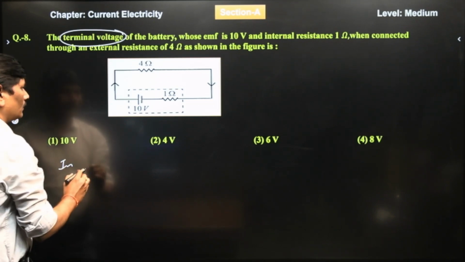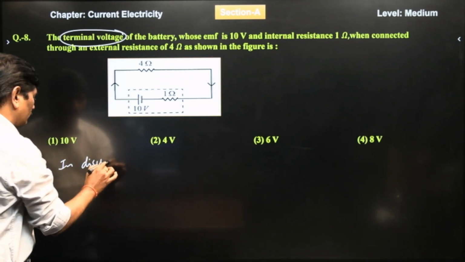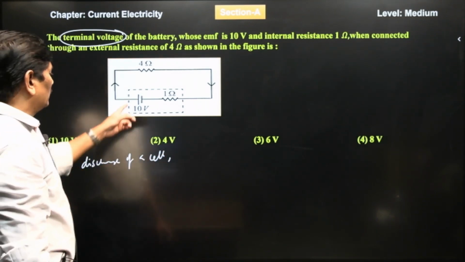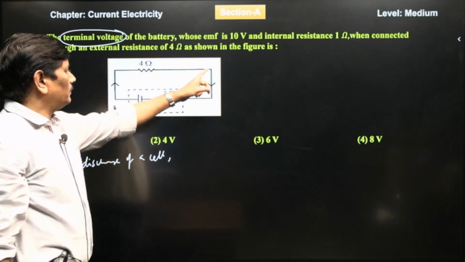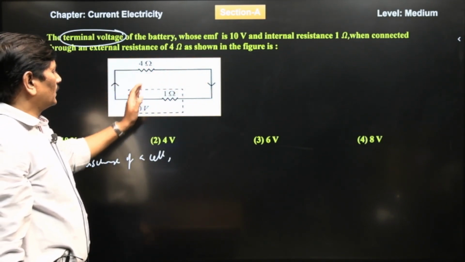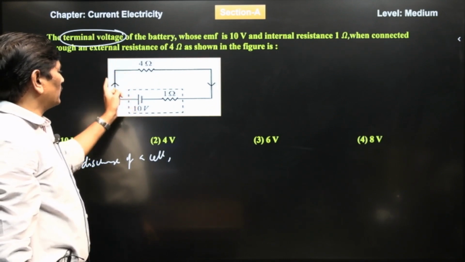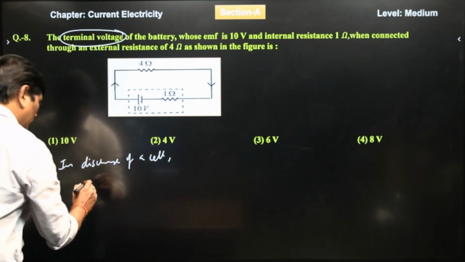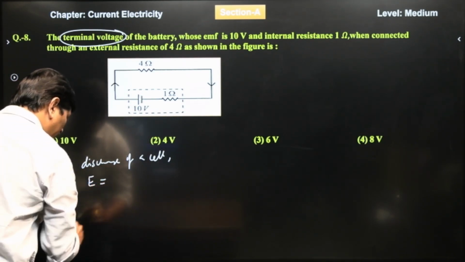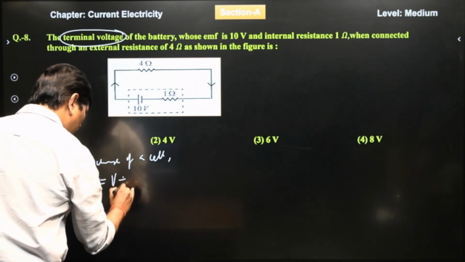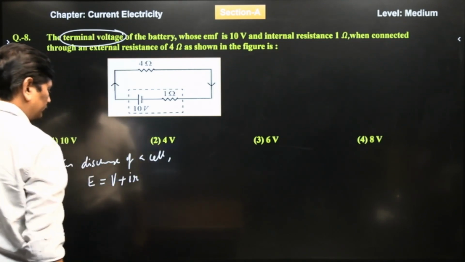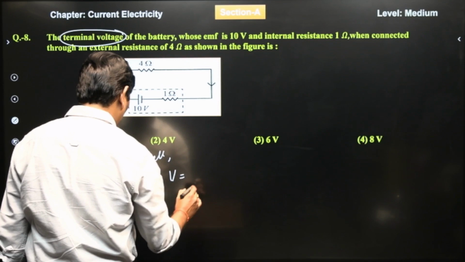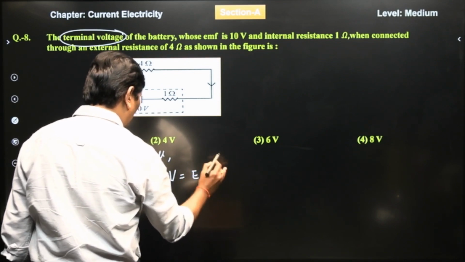In discharge of a cell. Discharge means current has to flow in the direction from positive to negative outside the cell. Out of the cell, current direction is from positive terminal to negative terminal. That is the discharge of the cell. So during the discharge of the cell, we can write EMF E is equal to potential difference V plus I into small r. Small r is the internal resistance. Now that V is equal to E minus Ir.